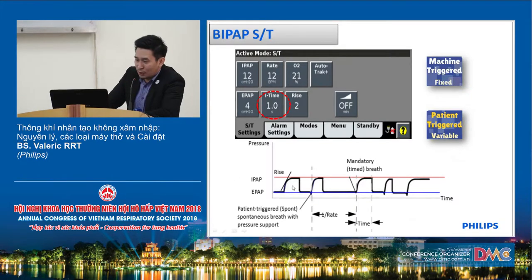So this one is a good example of the BiPAP ST. It's more comfortable, especially if the patient has good spontaneous breathing compliance. So it's good for the patient to use the BiPAP ST to give more comfort to the patient as well.